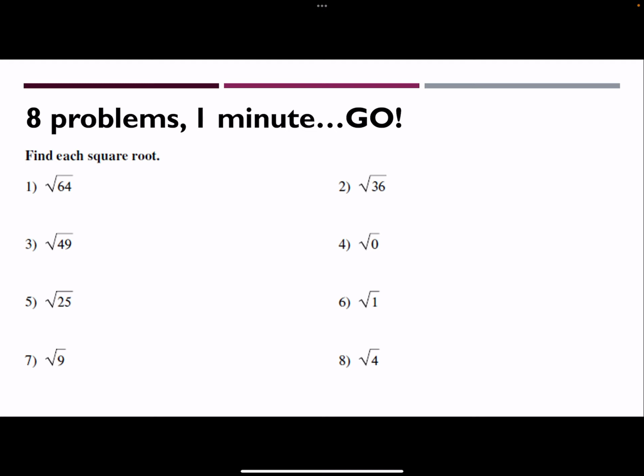All right, so I'm just going to quickly write down some of these answers for you. And remember, we're looking for what times what gives you that number under the square root, that radicand. And so these are all what we call perfect squares.